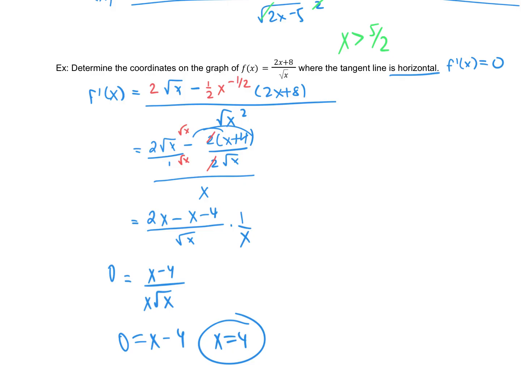So at 4, the tangent line is horizontal, which if we think about when tangent lines are horizontal, this might be when a graph is changing direction, so it's a max or a min. If I want the actual coordinate, I'm just going to sub 4 into the function itself. So 2 times 4 is 8, 8 plus 8 is 16, and then the square root of 4 is 2. So here's my coordinate, where the tangent line is horizontal. And there's your quotient rule.